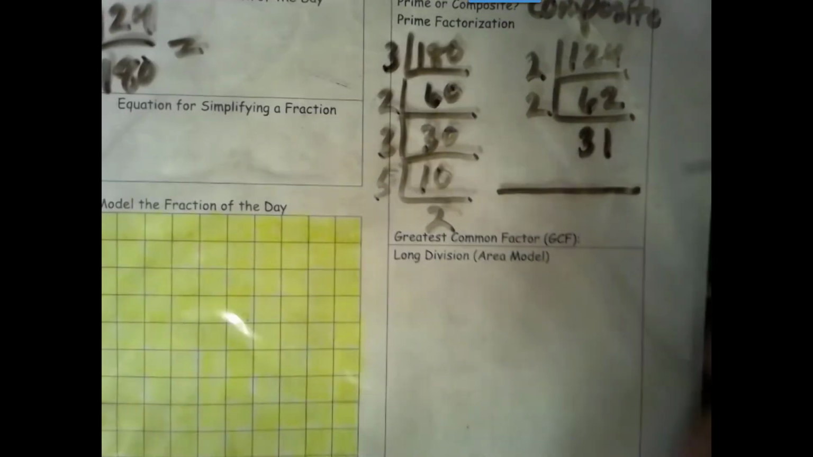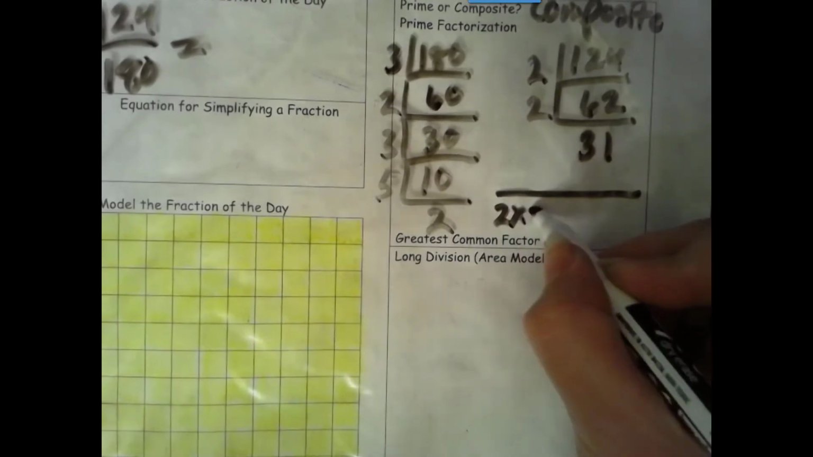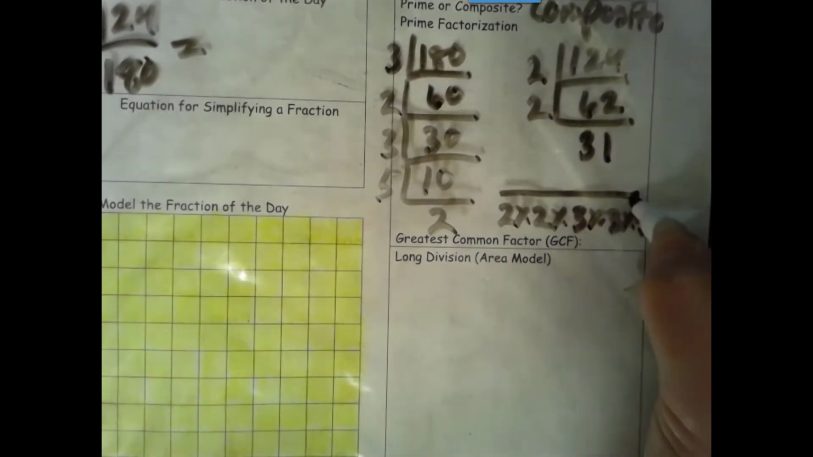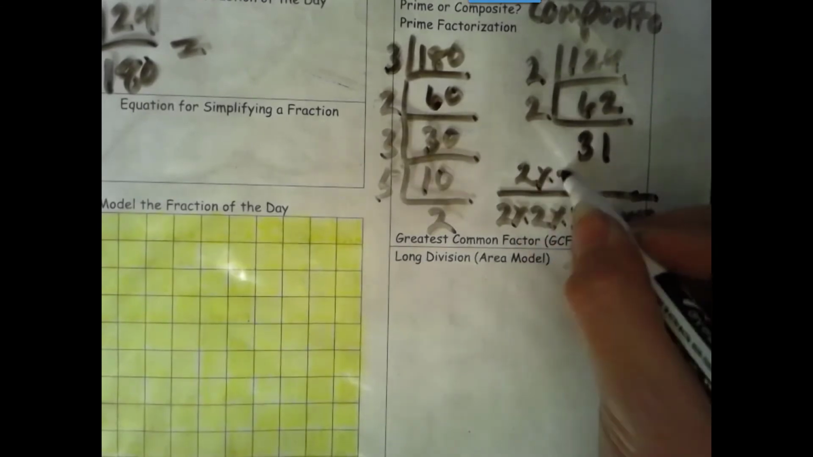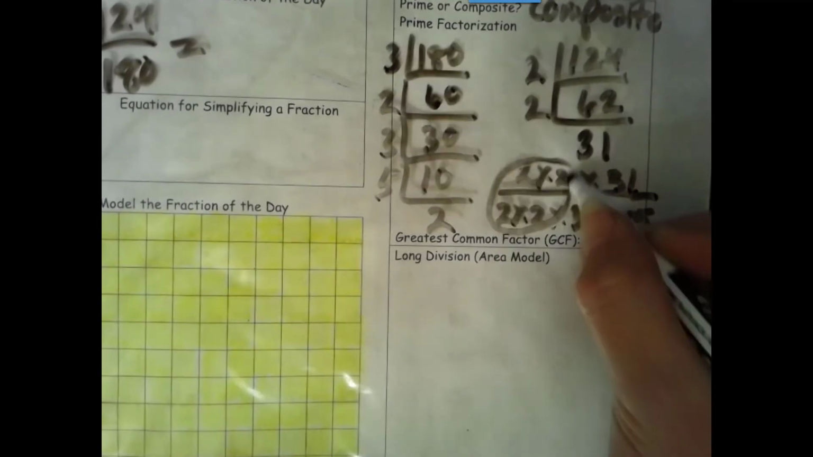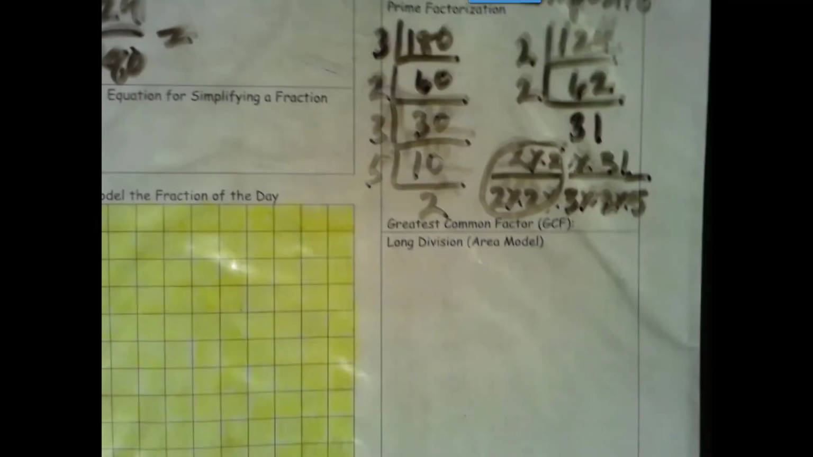Let's get down our prime factorization. 2 times 2 times 3 times 3 times 5. 2 times 2 times 31. Well, it looks like we have 2 groups of 2 in common, so our greatest common factor is 4. That leaves 31 in the numerator, and 3 times 3, which is 9, times 5, which is 45, in the denominator. Okay, let's go ahead and make our groups of 4.